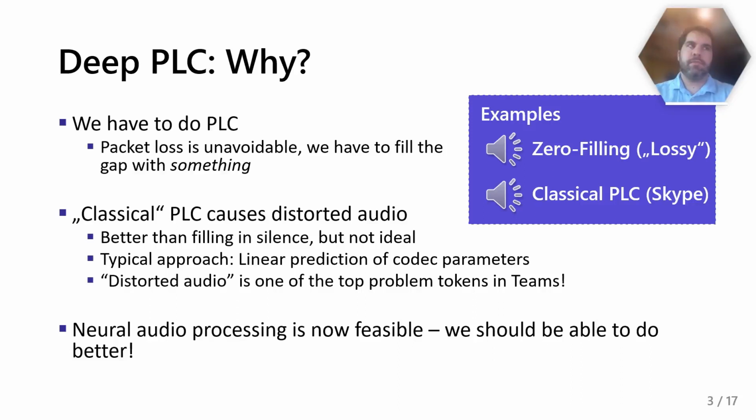One of them clamped. So you can hear that even when PLC is being done with a technique that is in common use, signal processing based, you still have these weird distortion sounds. And in fact, distorted audio is, for us at Microsoft, one of the top problem tokens in Teams calls. So when you get the little survey at the end of a Teams call and you select distorted voice, then you're one of a lot of people who do that. And that is often caused by packet loss concealment not being as good as it could be.